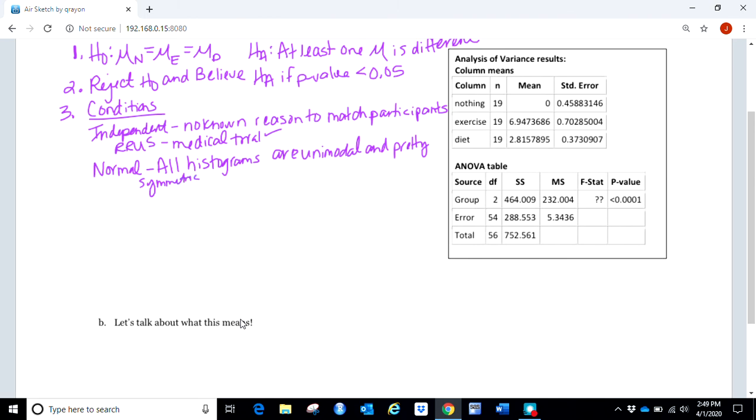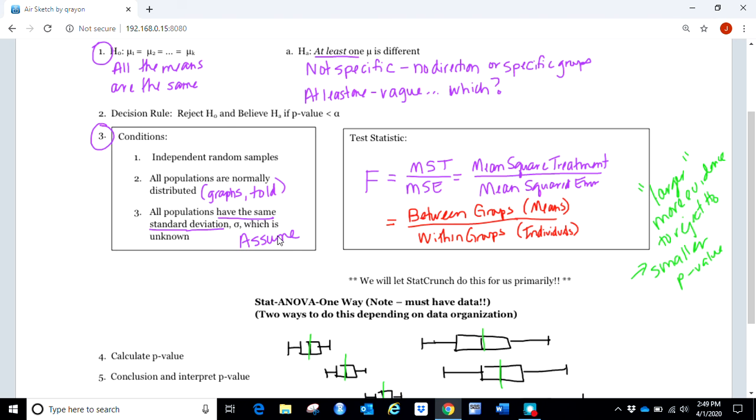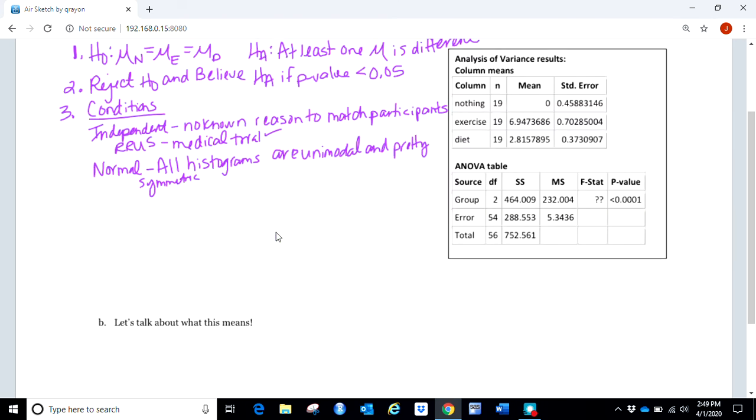Finally, this last condition we talked through that we're going to assume, but we are going to go ahead and write it down. So we're going to assume all the population standard deviations are unknown but equal. Our other part of step 3 is to get our test statistic.